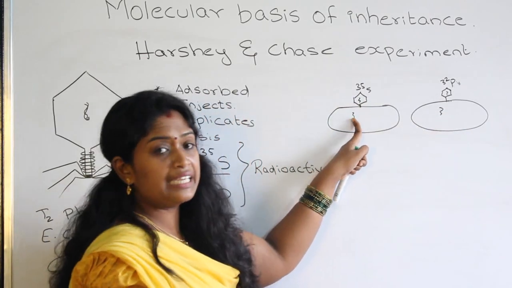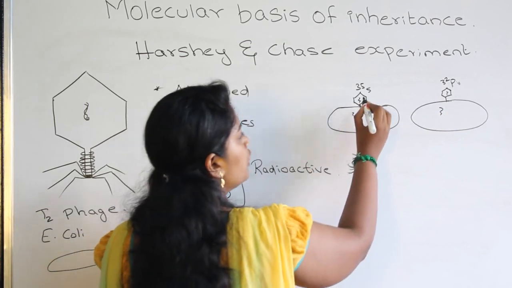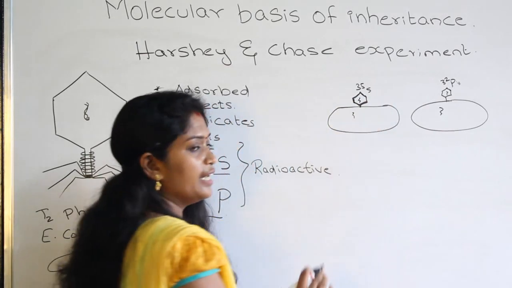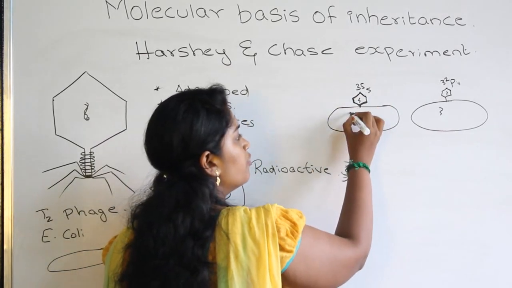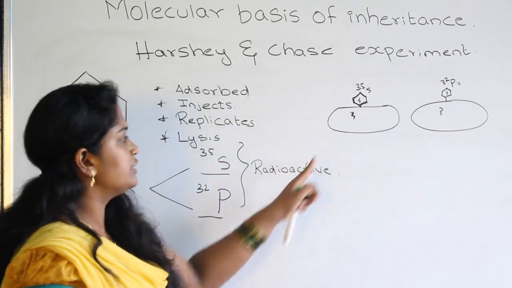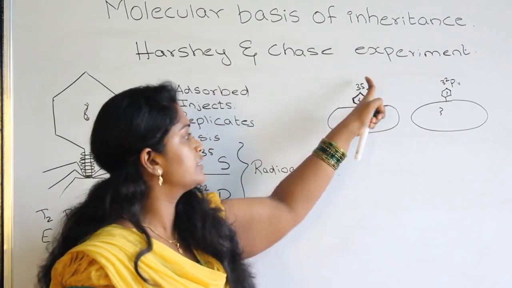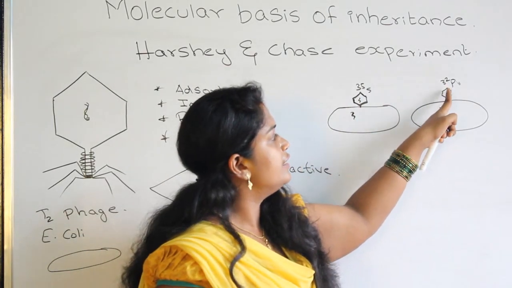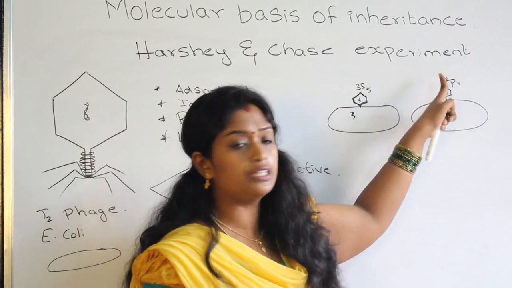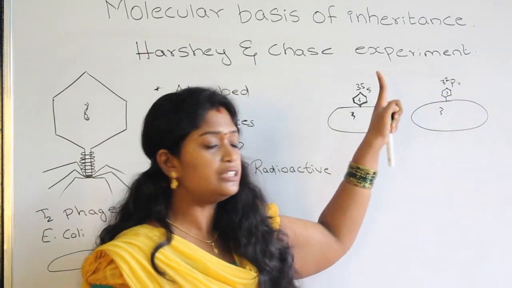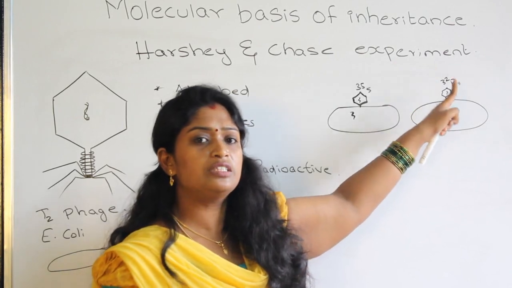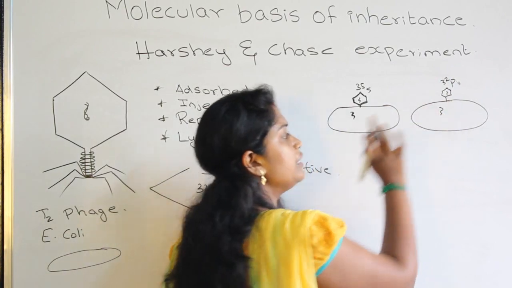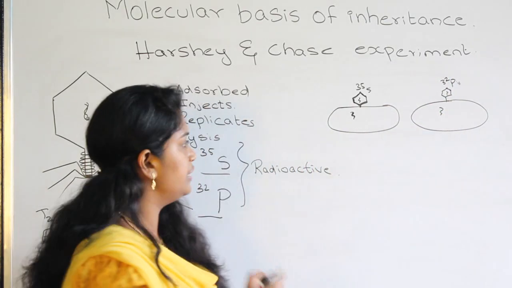Once the DNA gets injected, in this first case, the sulfur 35 is mainly present in the protein capsid but not in the DNA. So the DNA is non-radioactive because it does not contain any radioactive substance. Whereas in the second case the DNA is labelled with phosphorus 32, because the DNA contains phosphorus. So the injected DNA is radioactive in nature.